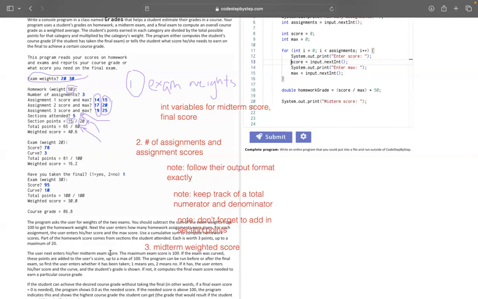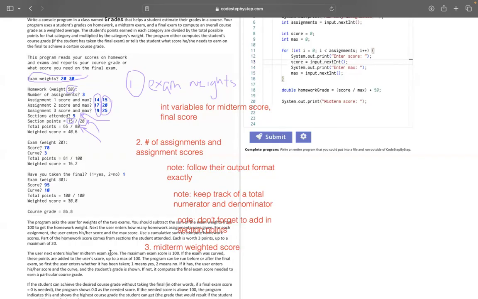So again, as an example, I scored 78 on the test. The curve is 3. I got an 81. So what you'll do is take that percentage, 81% or 81 over 100, and then multiply it by the weight of the test. Here that is 20 points. And so that means the points I earned from the midterm are 16.2 out of 20, because the weight is 20. And so that's the midterm.